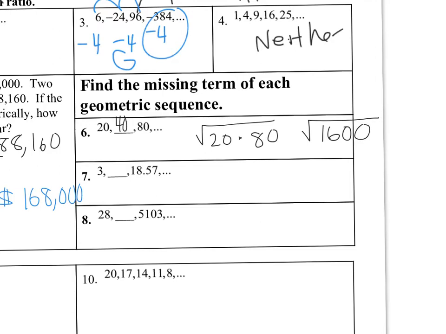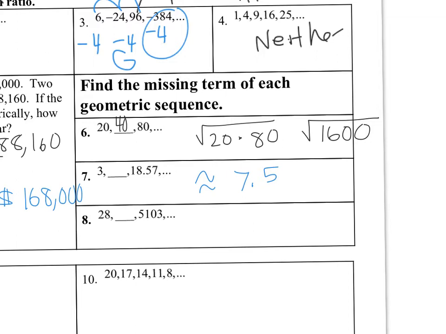This next one I can't do in my head so much, so I'm going to do 3 times 18.57, and then I'm going to take the square root of that. So this is approximately equal to, because I rounded, 7.5. And then number 8, I'm going to take the square root of 28 times 5103.